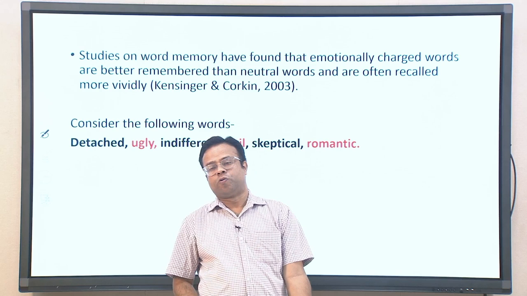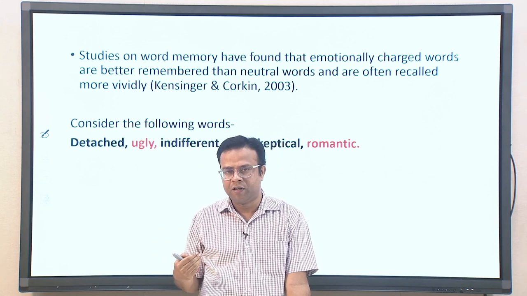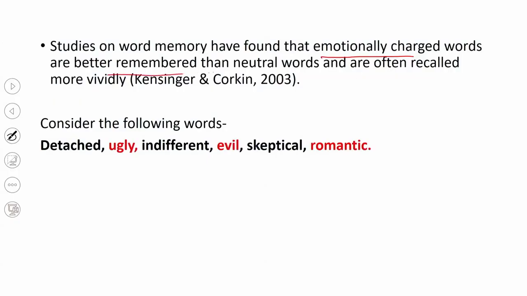Studies on word memory, experimental studies where people were given a list of words to remember, showed that emotionally charged words are better remembered than neutral words and are often recalled more vividly or more clearly. So, in an experimental setting, people are shown a list of words one by one for a very brief period of time, and then later they are asked to recall the words that were presented. People are more likely to remember words that have some emotional content or some emotions associated with them as compared to words which are very neutral.